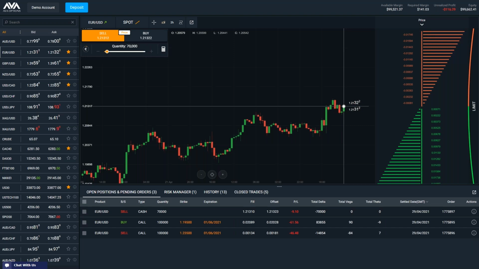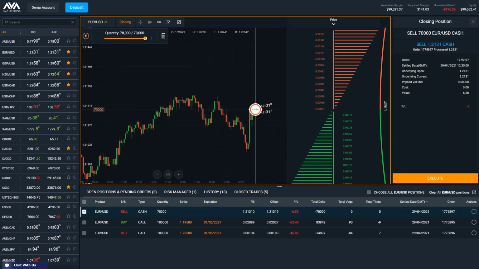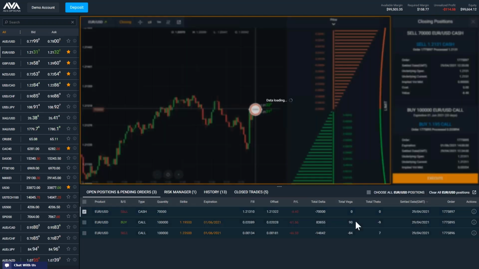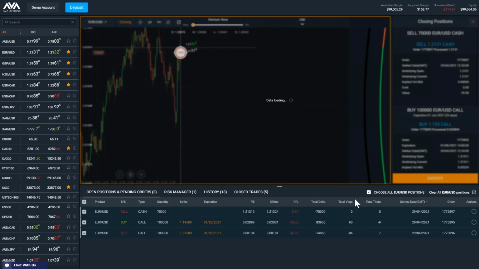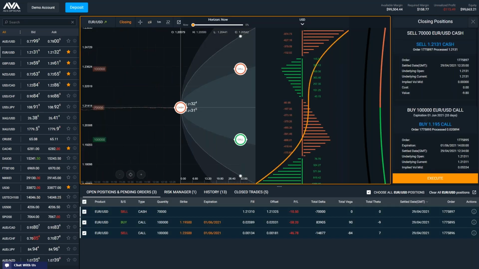If I choose all of the positions, I can click here, choose all Eurodollar positions. You'll see that the exposure has changed into this kind of wacky thing, but all we've done is limit our risk at the current level. We've made this pretty flat. And that was what we tried to achieve, and you can have all sorts of fun with options.